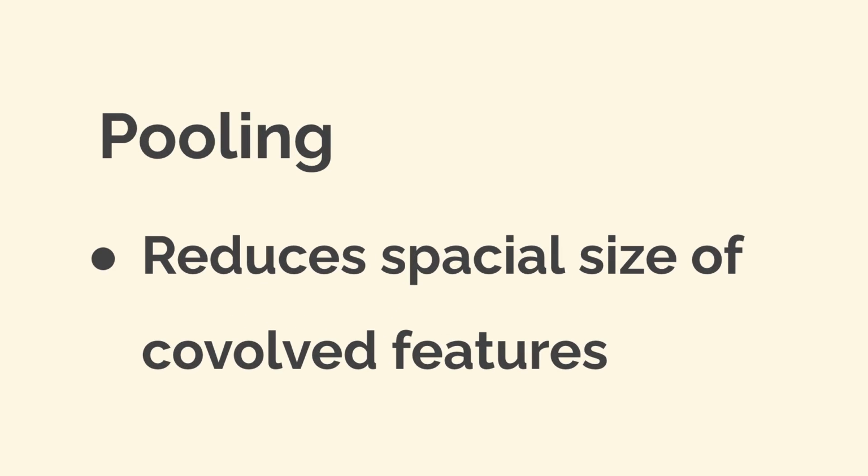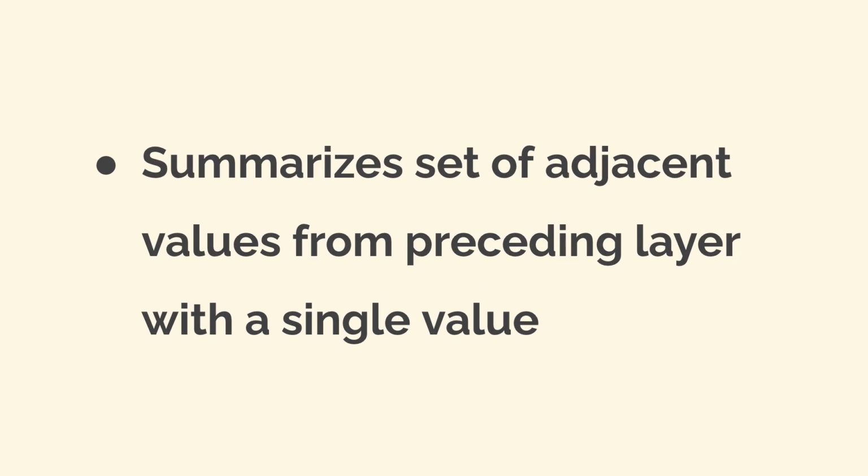So pooling overall reduces the spatial size of convolved features, which means it's going to take the result of the convolutional layers and reduce the features even more. So it's all about reducing that image data, because images are so huge and we have to address that problem whenever we work with images. Pooling will summarize a set of adjacent values from the preceding layer with a single value.